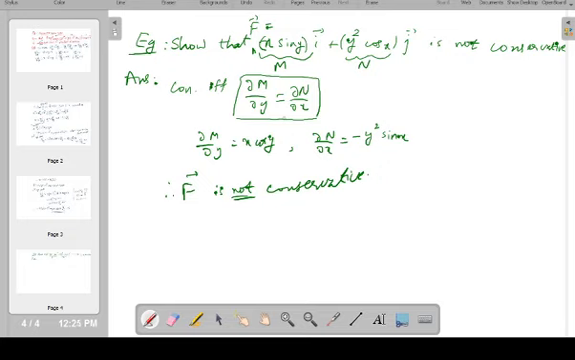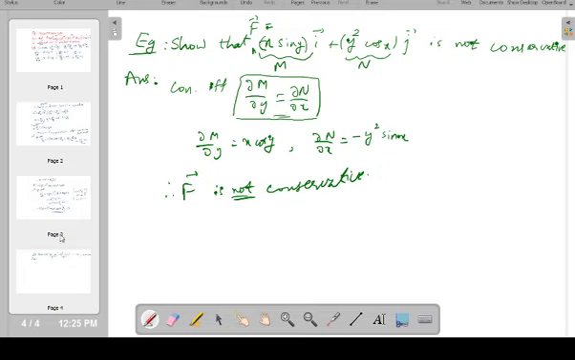So the lesson you have to learn from this example is most of the vector fields are not conservative. Most of the vector fields are not conservative. If there is a perfect balance between its components like this, then only the vector field is conservative.